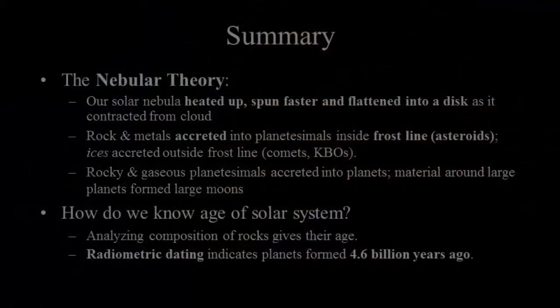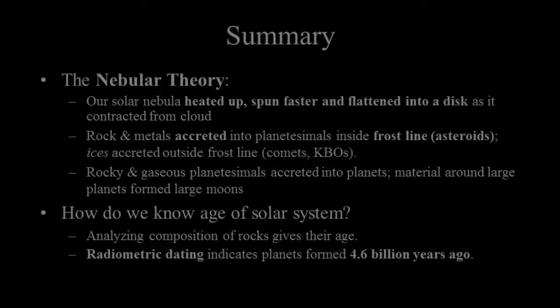We also then saw how at a certain distance from our young sun it would have been too warm for icy or gassy material to survive, and as a result we would be left with strictly rocky or metal type material inside this frost line. Here now these particles stick together. They formed what we called planetesimals, and over time these planetesimals would slam together and gradually build larger terrestrial planets.